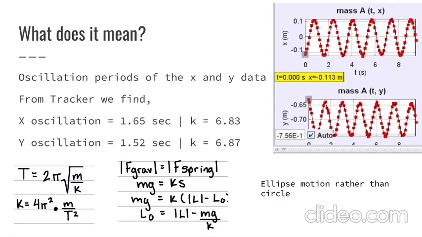For the oscillation periods in the x and y data, our x oscillation is 1.65 seconds, which is where we derive our first k from, and our y oscillation is 1.52 seconds, which gave us a new k of 6.87. Note that we took the same process from our previous slide to solve for our k and our L naught, and we created a new set of graphs by using the x and y data.